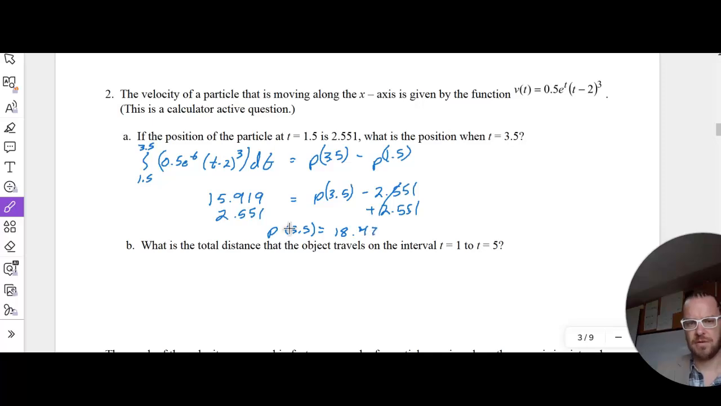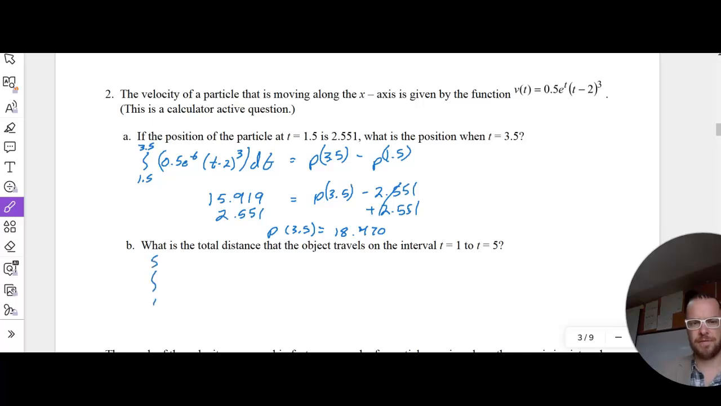There we go. 470. All right. What is the total distance that the object travels? Because it's a calculator question, I don't have to worry about trying to figure out where this thing is equal to 0. Instead, I can just plug it into my calculator using the absolute value.